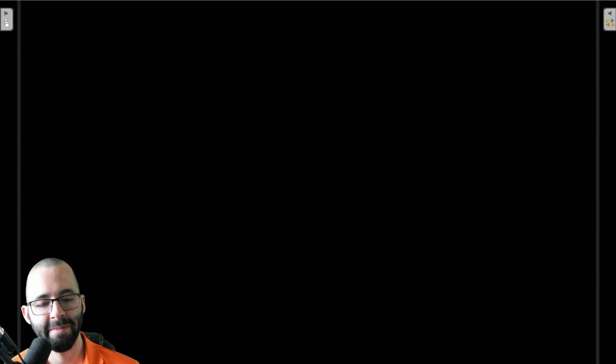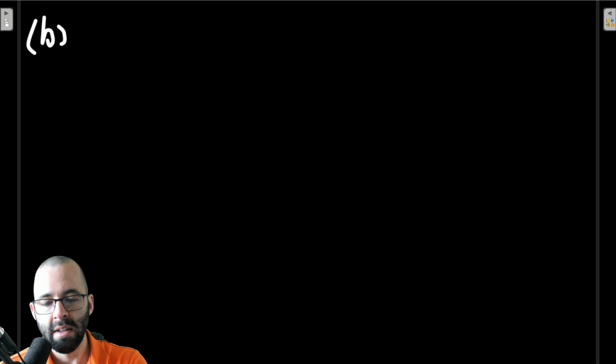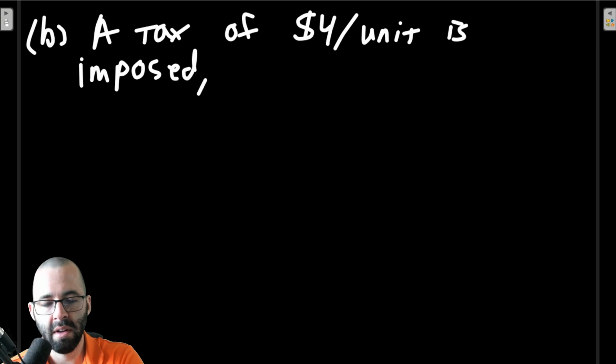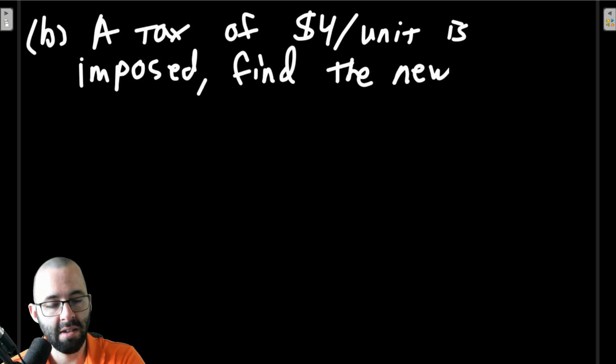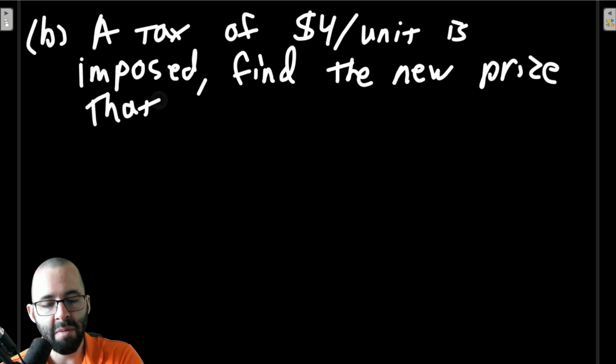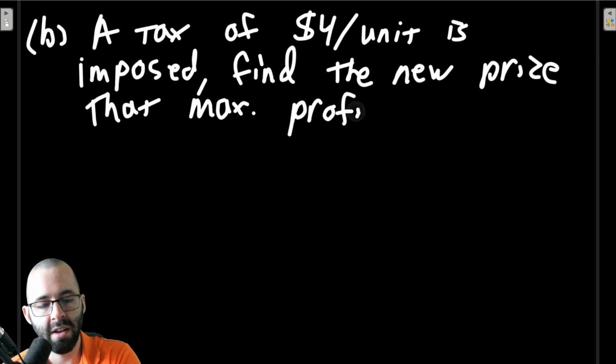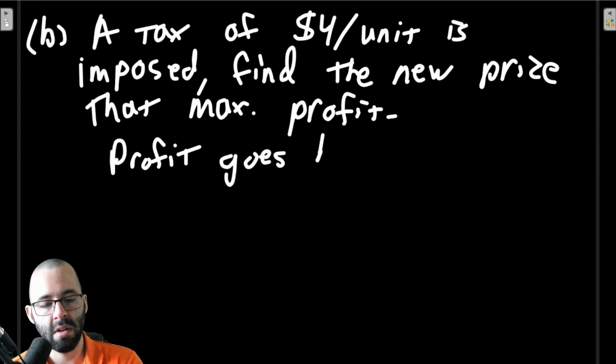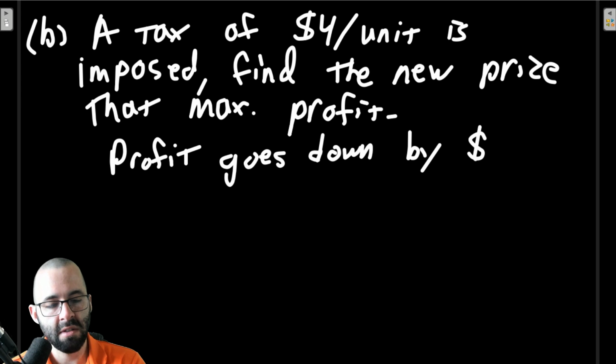But there are other parts. Let's do part B. Let's say a tax of $4 per unit is imposed by the government. Find the new price that maximizes our profit. So our cost of production is going up, right? If we have to pay the government $4 for every unit, our profit is going to go down by $4 per every unit. Let's write that down. The profit goes down by $4 per unit.